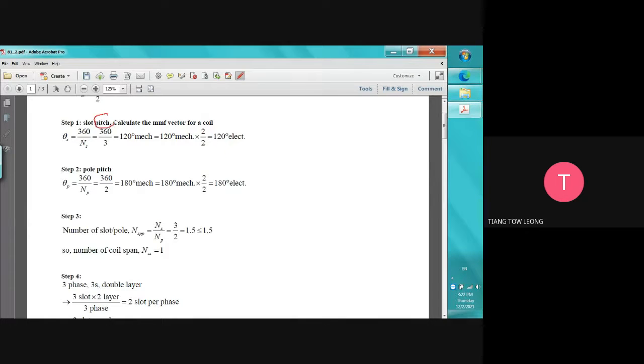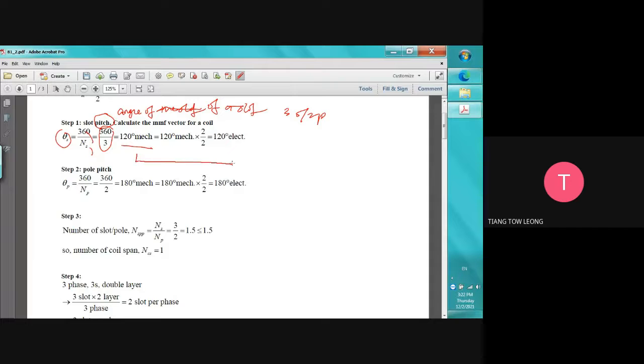So first of all, we calculate the angle of the slot pitch. Theta S equals 360 degrees divided by the number of slots. This is a 3-slot 2-pole machine, so we divide by 3. Then we have 120 mechanical degrees.